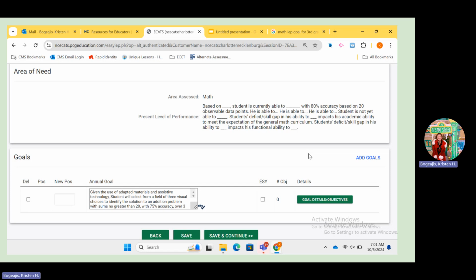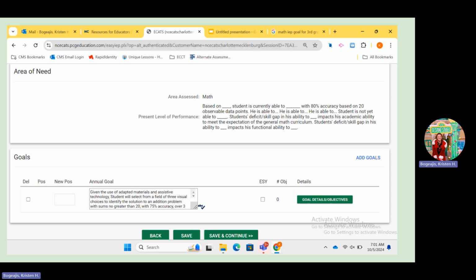So let's talk a little bit about our present levels. The present level of performance is going to be specific to the area. The example I'm using here is math. You want to make sure that you have a "based on," and that is going to be whatever you're using to say how you took the data. So if you are taking data based off of formal assessments, informal assessments, progress monitoring, classroom observation, whatever it may be, that's what you're going to put here as your "based on."